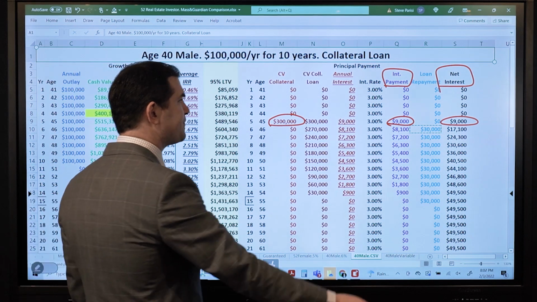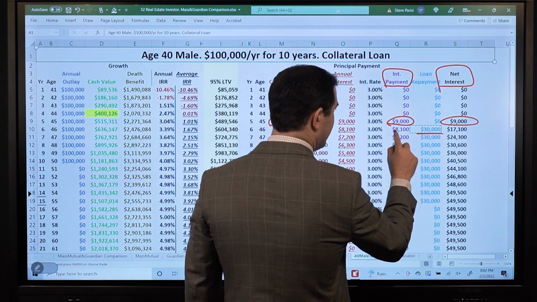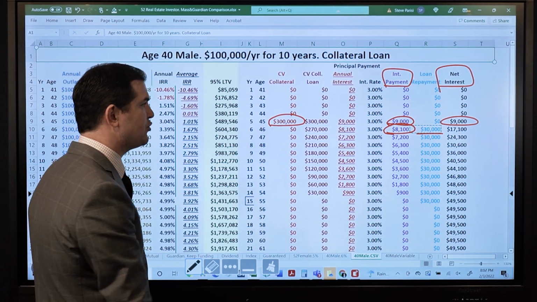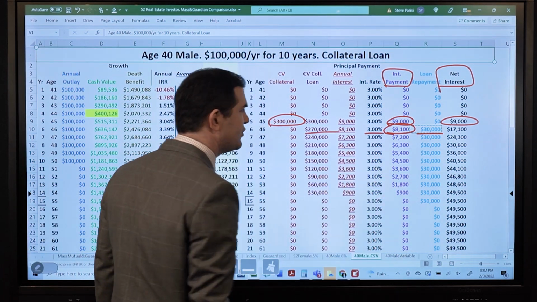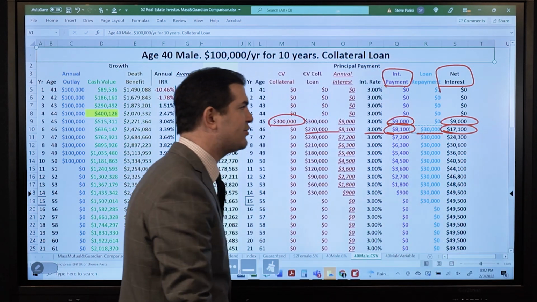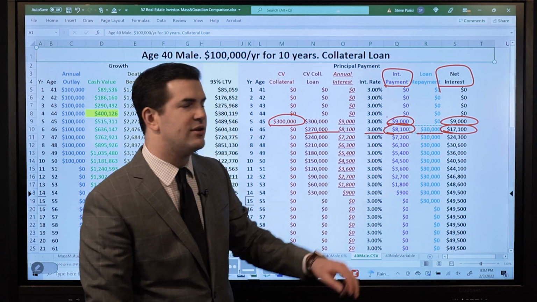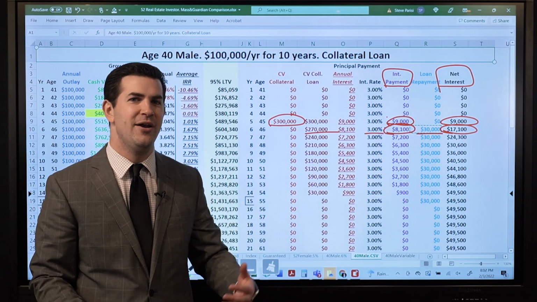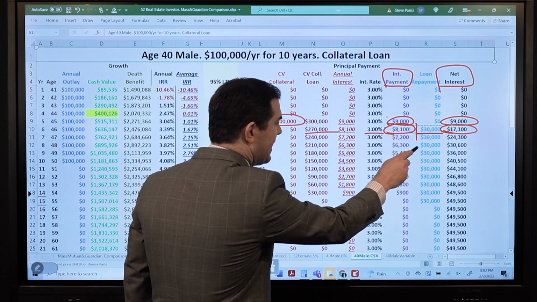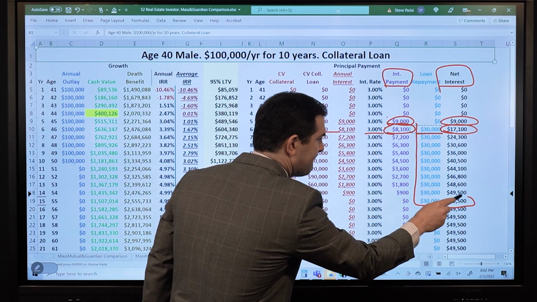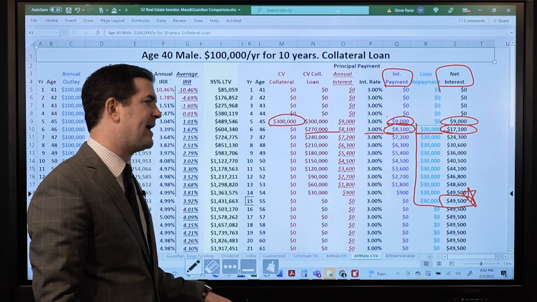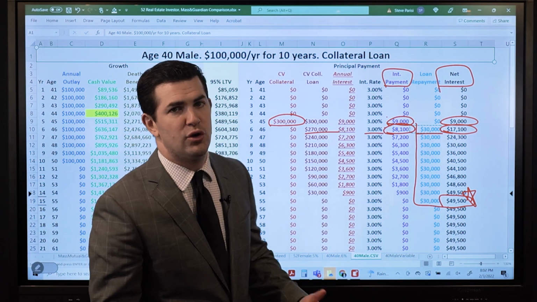Now in the second year, I make a $30,000 principal payment and pay $8,100 in loan interest. That $8,100 is 3% of the $270,000. Now we've got the net interest over here, $17,100. That combines the total interest payments I've made over all years, in this case, the first and second year. As we continue to pay it back, there we go. I have paid a total of $49,500 in interest to the bank.